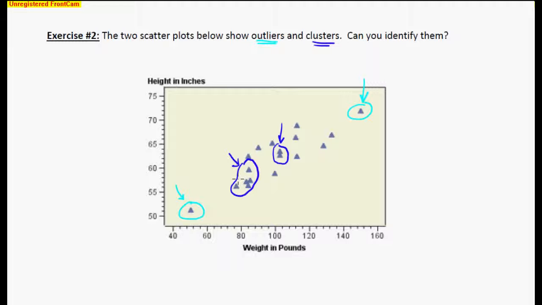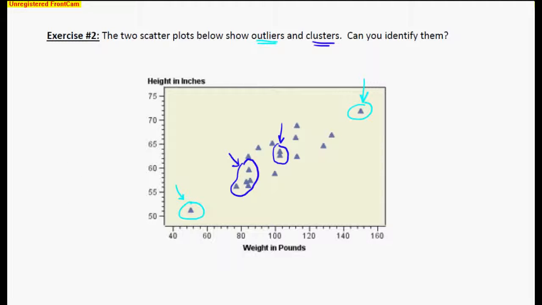If you didn't notice already, this is the weight in pounds of, I believe, a person. I don't have the sheet right in front of me. And the height in inches. And it makes sense. The more weight you have, usually the more height you have. So it makes sense that they're going this way.